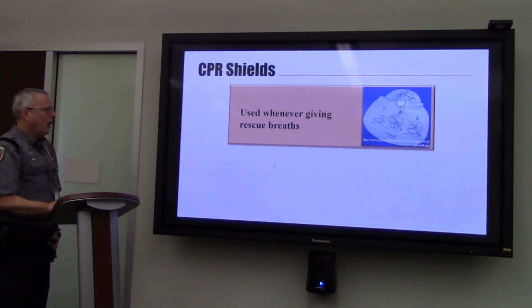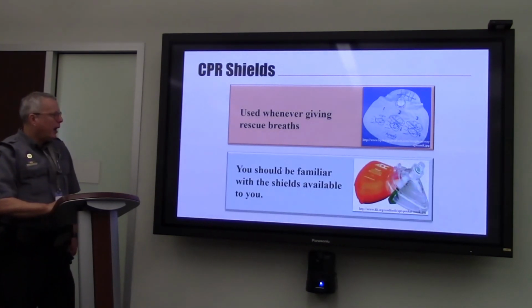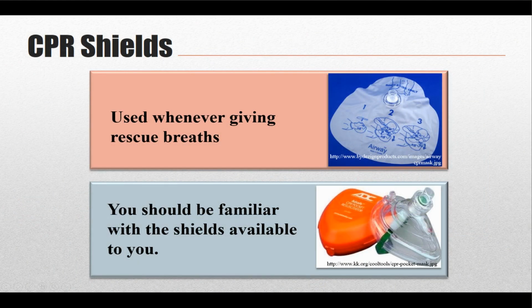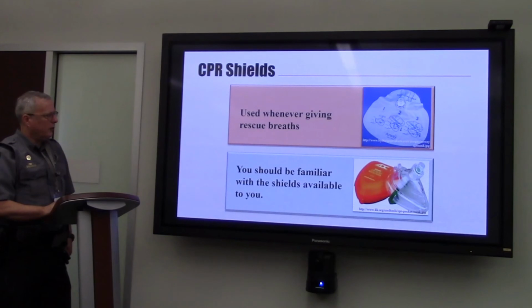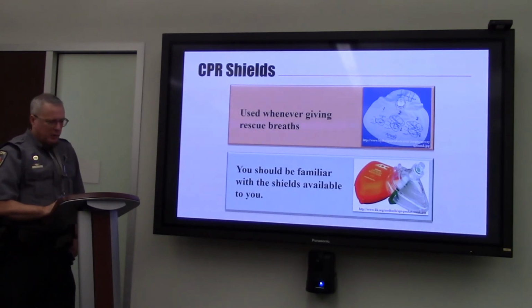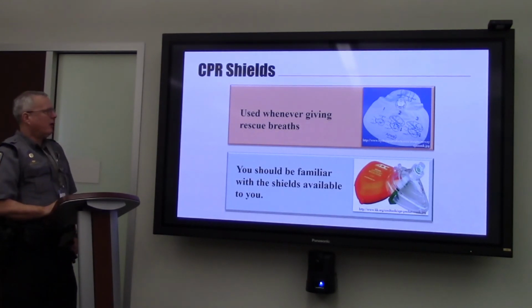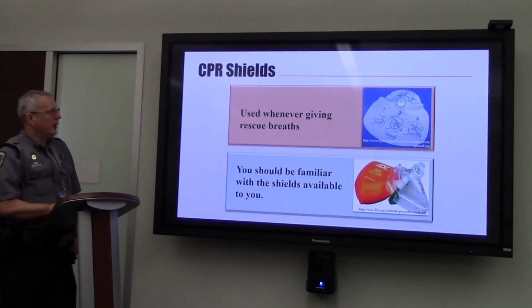CPR shields, use whenever you're giving rescue breaths. I keep one on my keychain. You should know the kind of CPR shields you have over at the detention center. We have primarily the ambu bags. In the courthouse, we have ambu bags on, I think, 4 of the floors, and they're readily available. Of course, we teach hands-only CPR so that if you are in a situation where you have a person who's in a cardiac arrest, you can always do hands-only CPR and just go right around that problem.